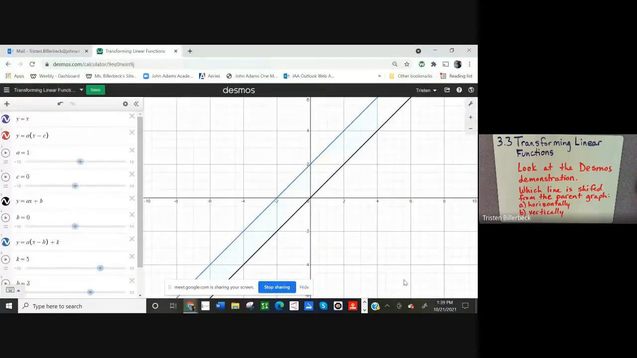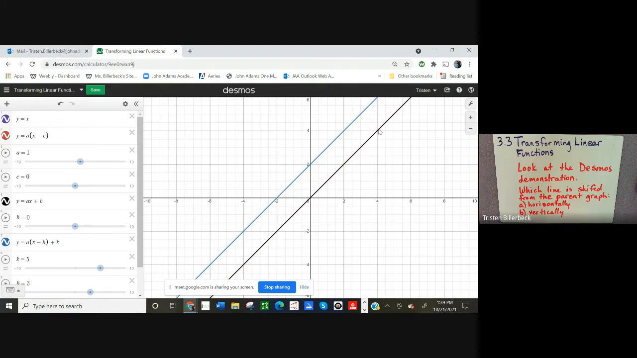All right, so if we're looking at this, our parent graph is y equals x. So first we have the equation y equals a x minus c. So a is the slope. So we're going to just keep the slope at 1. Okay, so then we have a x minus c. Well, what does c do?